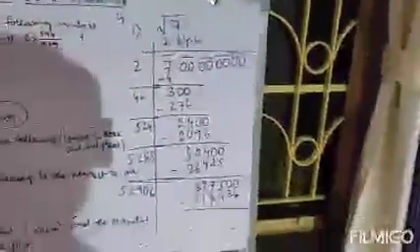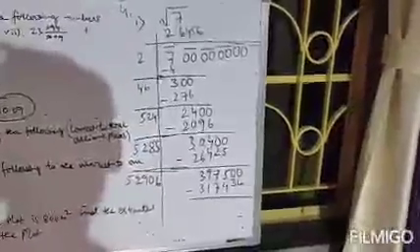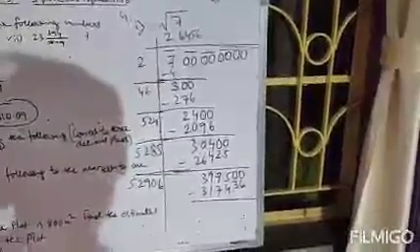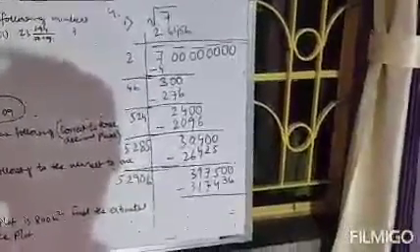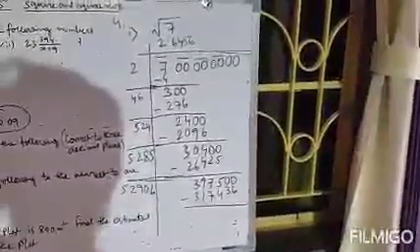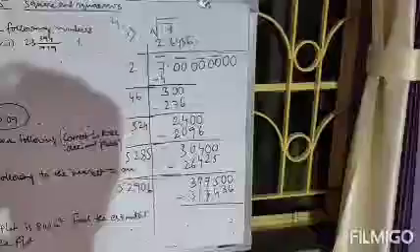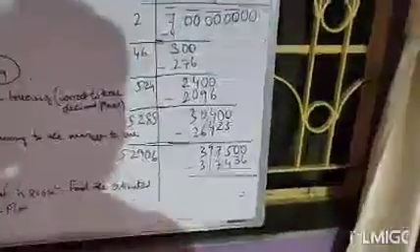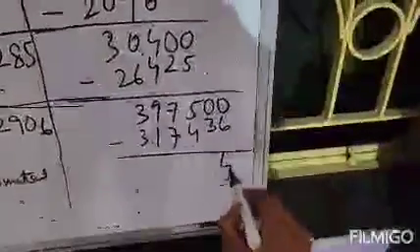I am repeating again. 6 6s are 36, carry 3, 6 zeros are 0 and 3 is 3, 6 9s are 54, carry 5, 6 2s are 12 and 5 is 17, carry 1, 6 5s are 30 and 1 is 31. Next 4.